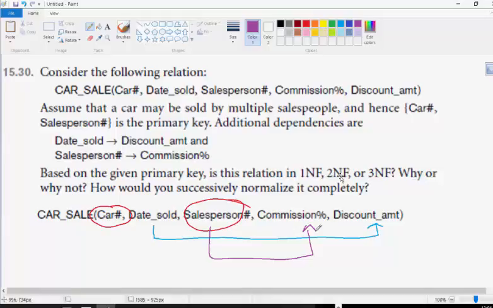Okay, so let me see. Salesperson is the... what about date sold? How do we get to date sold? Oh, because that has been told. Okay, good.